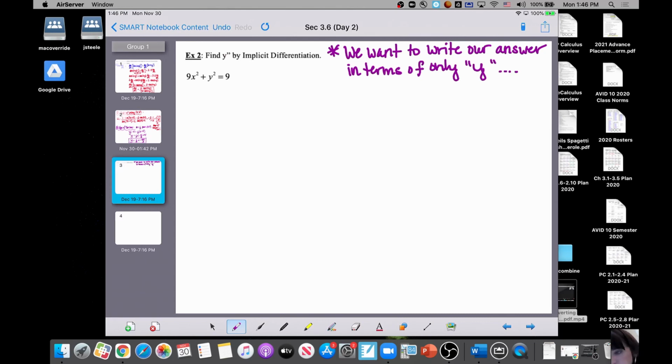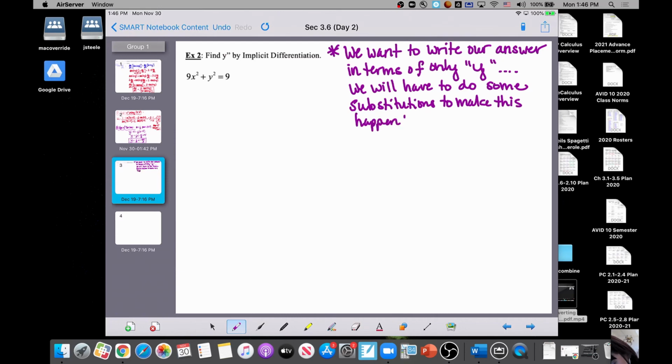Which means we will have to do some substitutions to make this happen. So when we're done, our y prime prime should only have y in it. Okay, it shouldn't have x in it, and it shouldn't have y prime in it. It should only have y in it when we're done.